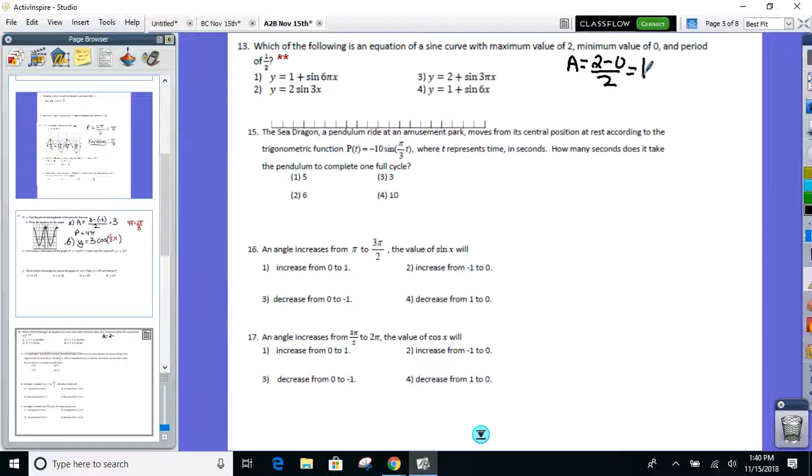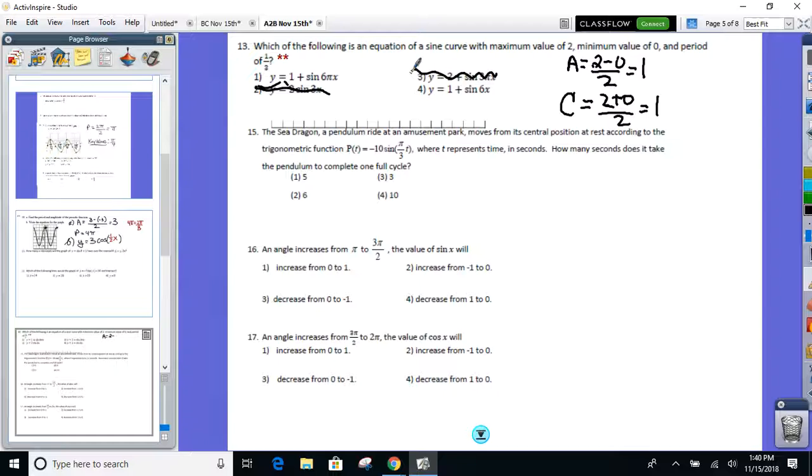Is 1. Okay. Quickly, which one can I eliminate right now if the amplitude's 1? Okay, how about C value? So 2 plus 0 divided by 2. What's the shift? Also 1. Which one are you going to get eliminated now? 3, because that shifts 2.